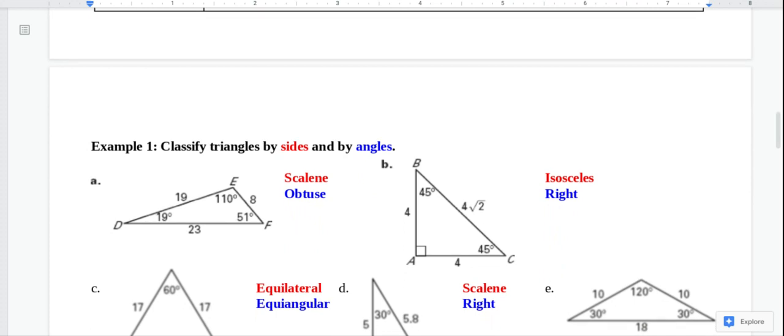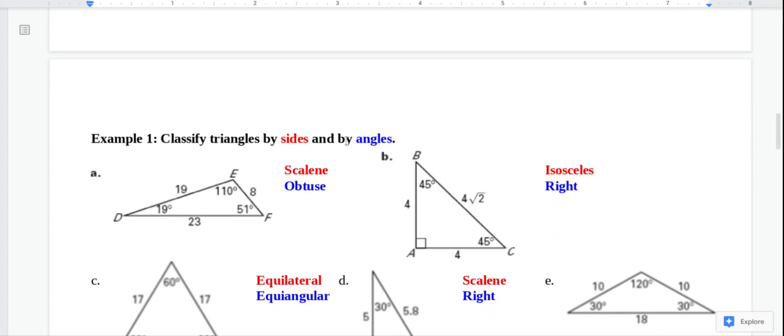So first, let's practice classifying some triangles by sides and by angles. The sides are classified in red, angles classified in blue. So this first one, letter A. We look at the sides first. We have 19, 8, and 23. None of those are the same, so it is a scalene triangle. Then looking at the angles, 19, 51, and 110. 110 is more than 90 degrees, so it is an obtuse triangle. It has 1 obtuse angle.